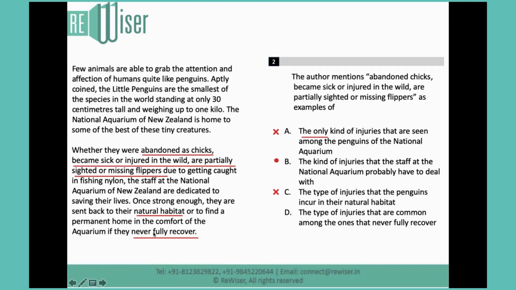Next, the type of injuries that are common among the ones that never fully recover. The never fully recover is there, but what are they talking about? Once strong enough, they are sent back to their natural habitat or to find a permanent home in the comfort of the aquarium if they never fully recover. So the two options about the penguins which are found in the National Aquarium, it's not to do with the injuries. Therefore, D is also out and the answer is B.